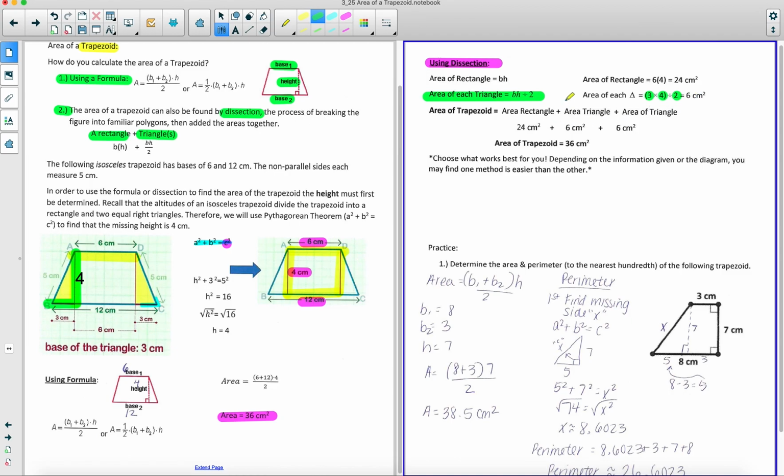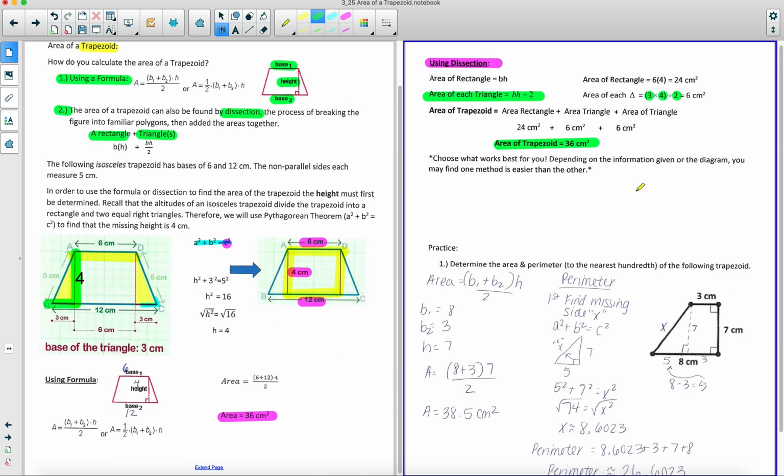Okay, so now that we have the area of the rectangle and the area of each of the triangles, we're going to add everything together. So area of the rectangle at 24, area of the first triangle at 6, area of that other triangle, which is congruent to the first one, is also 6. The sum of all 3 numbers is, again, 36 centimeters squared.